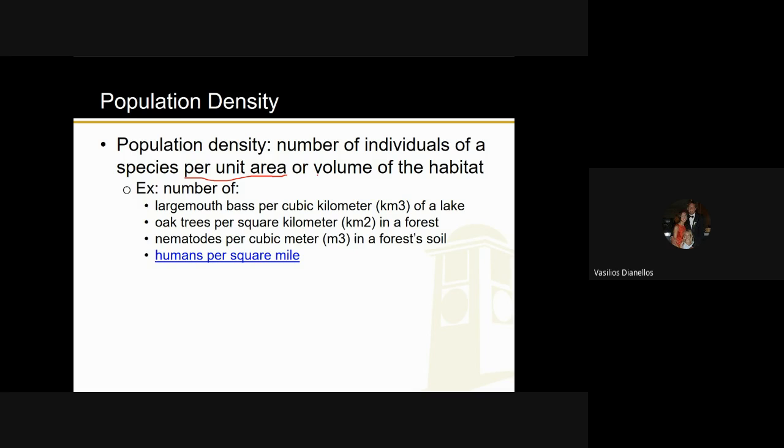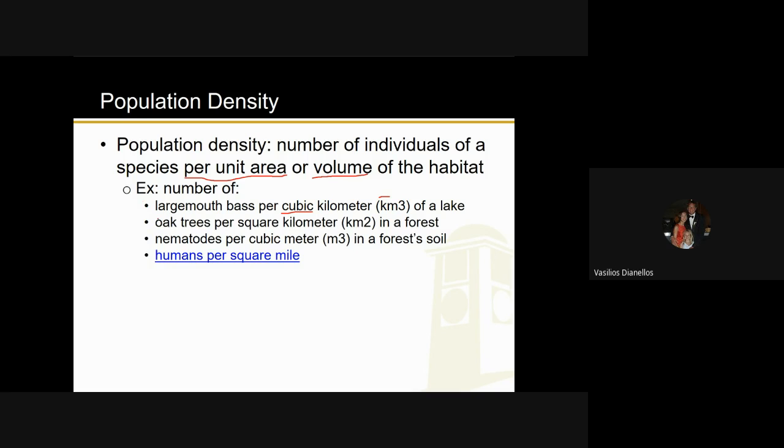But that's just humans, and that's what we're used to. But you have to think about, sometimes it's also volume. So, for example, if you're talking about largemouth bass, you wouldn't be concerned with how many square feet, because that's just a two-dimensional concept. You also have to be considering how deep. So, in other words, again, the book example, largemouth bass. If you're talking about population density, you would talk about the number of bass per cubic kilometer, right? Because that cubic means it's three-dimensional. It's not just a square foot.